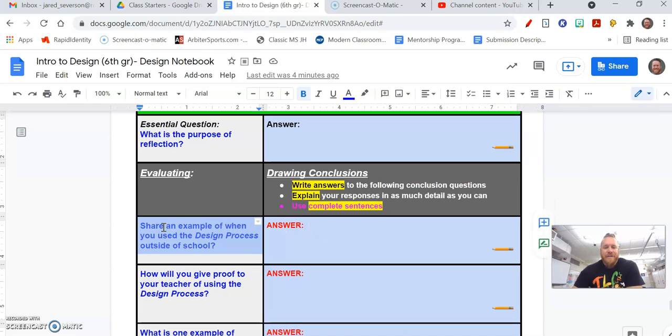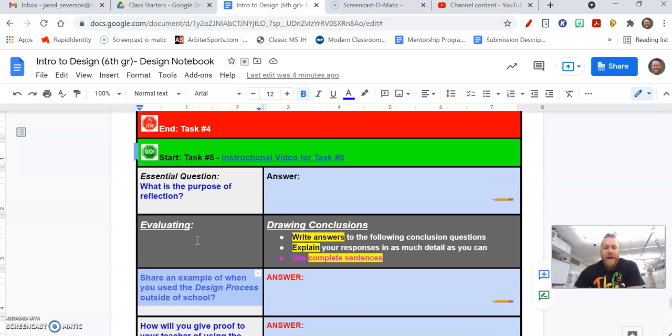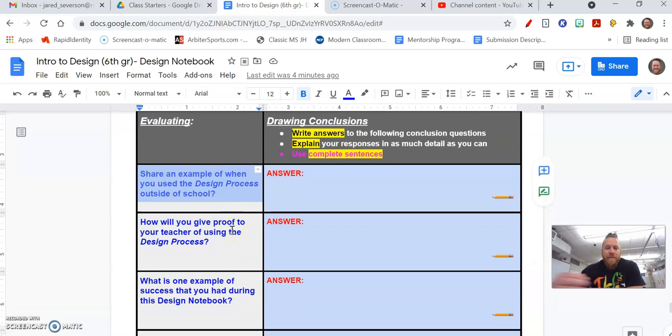So the questions that you're going to answer, the must answer questions, are: share an example of when you used the design process outside of school. If you need to, look back in your design notebook and go back to day 2 and task number 2, or excuse me, that was task number 3, the notes that you took about what the design process is. How have you used that process outside of the classroom, outside of school? Second must answer question, how will you give proof to your teacher of using the design process through this class? How are you going to prove that you used the design process? Should be pretty easy. It's kind of right in front of you.